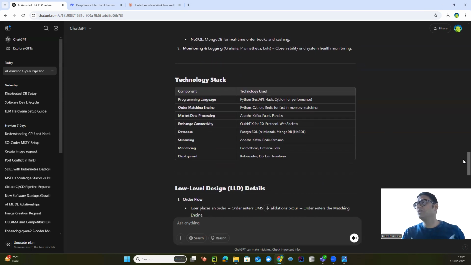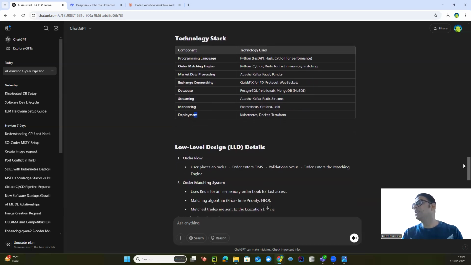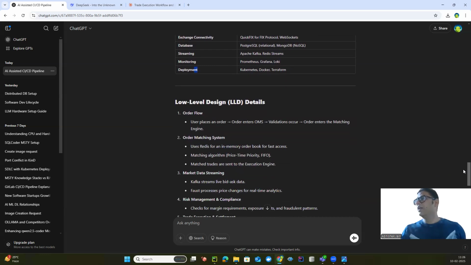Then we have a technology stack, which precisely mentions what we're going to do. Programming language, as I mentioned, Python is the preference, order matching, market data processing, exchange connectivity, right? Here we can see FIX protocol or WebSocket. Probably we can ask for more detail, like how FIX protocol works, how WebSocket works. It's used a lot within capital market customers' infrastructure. Then we have database, streaming, Redis Stream or Kafka we can use, monitoring with Prometheus, Grafana and Loki, right? It looks good. Deployment, we can use Kubernetes, Docker, and Terraform, right? So we have a very high level understanding of what all technology stack we will be needing.